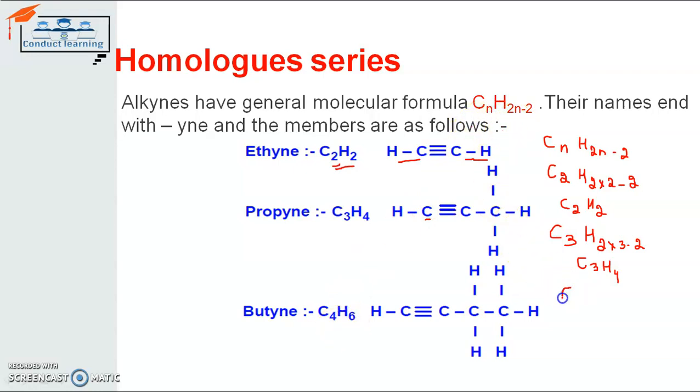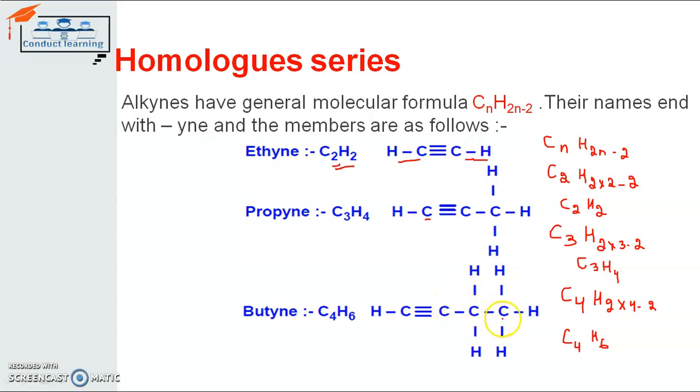Because the n value is 4 in butyne, the hydrogen value will be 2 into 4 minus 2, which is 6. So the hydrogen atoms in butyne are 6 and the carbon atoms will be 4. Accordingly, you can also design the structure of butyne.